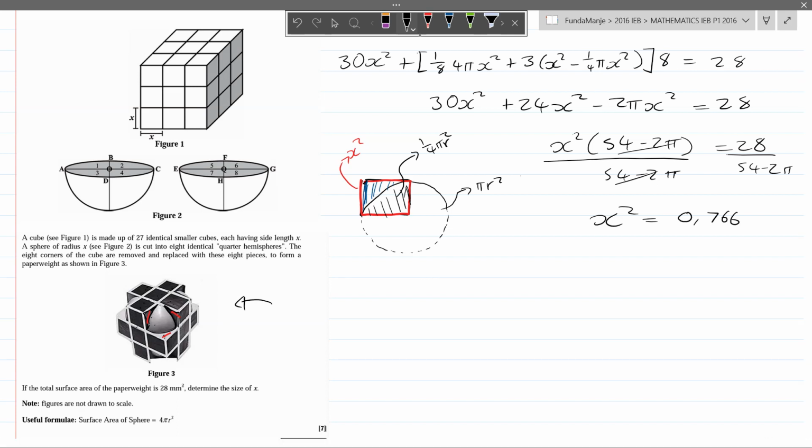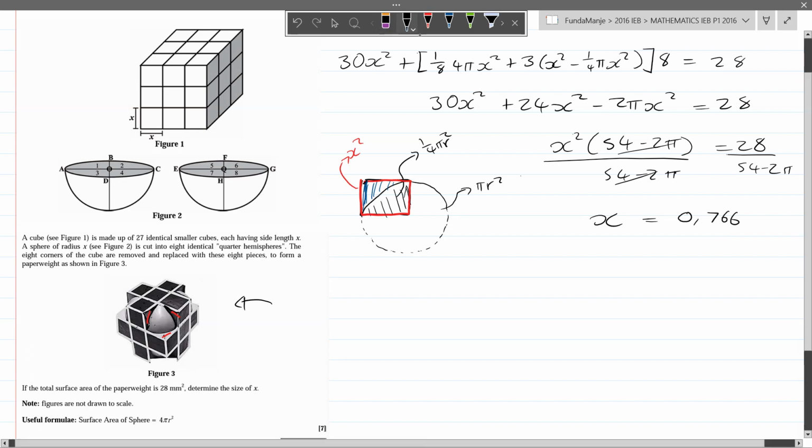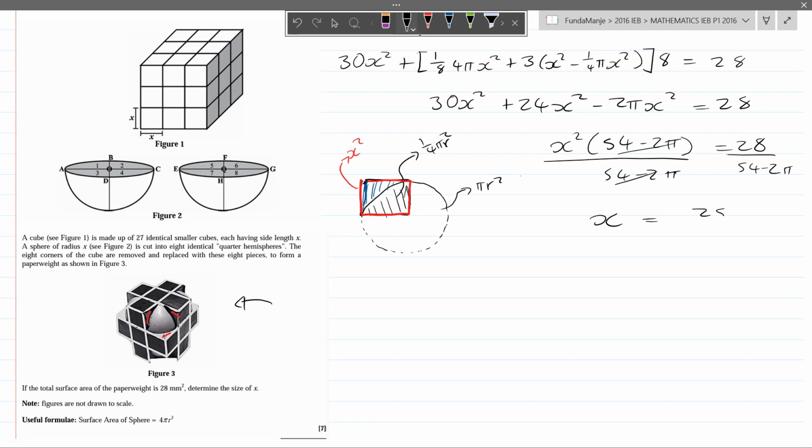You can just round this off to whatever decimal places they've asked you to. So let me write the steps over here. This will be 28 over 54 minus 2 pi. The square is still there. Take the square root of both sides, then you get 0.766, or roughly about 0.77. You can write it as 0.77, or you can write it as 0.8 millimeters. As long as you remember your units, you should be fine.